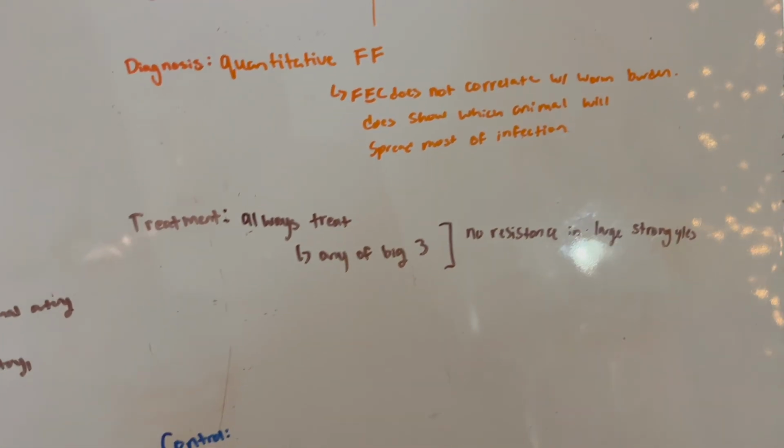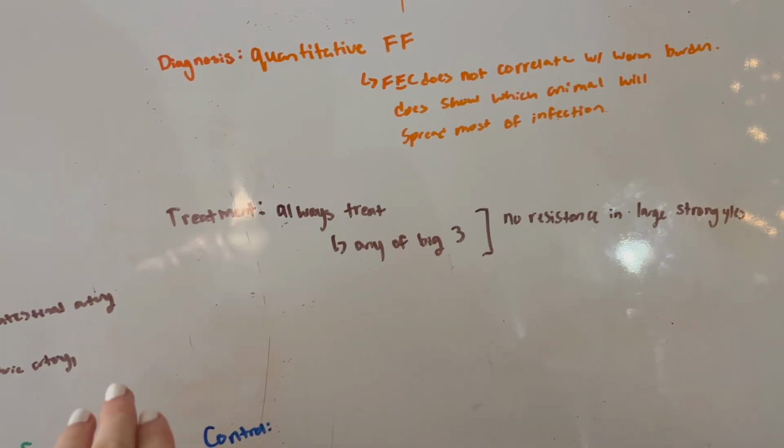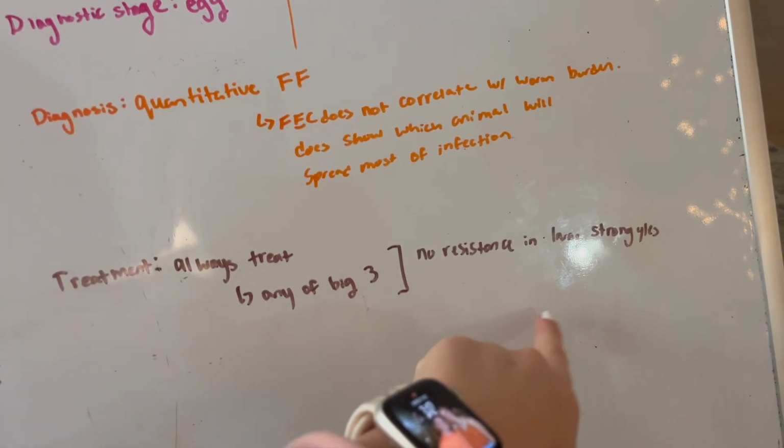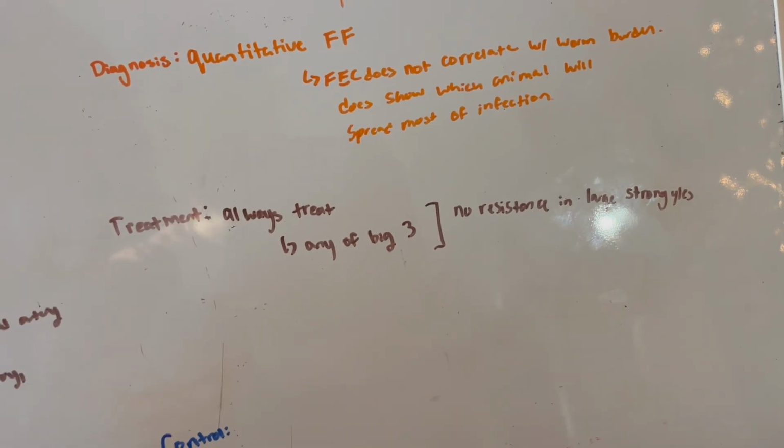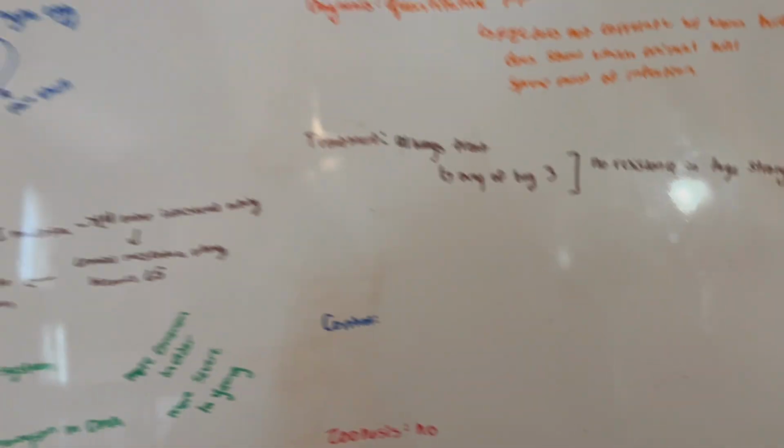So specifically with S. vulgaris, you will always treat it if you find it. And you can do any of the big 3 because there is no resistance in the large strongyles. And this is not zoonotic.